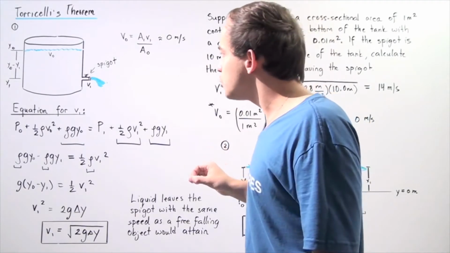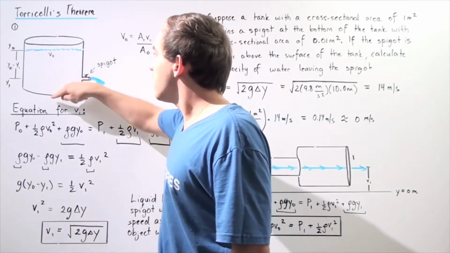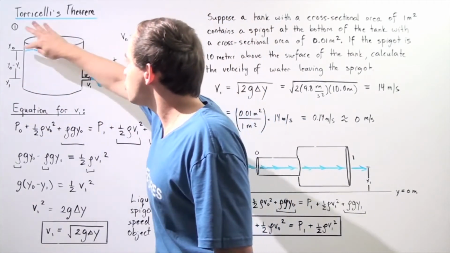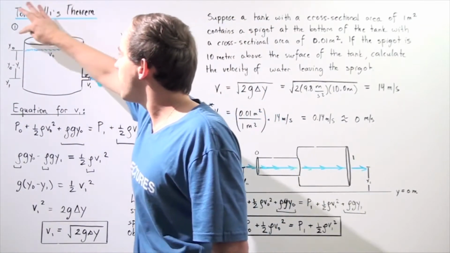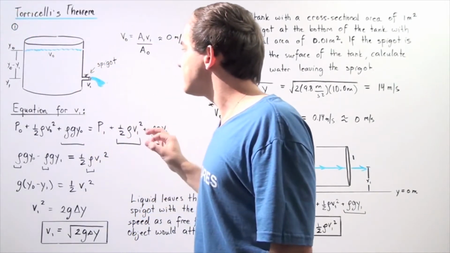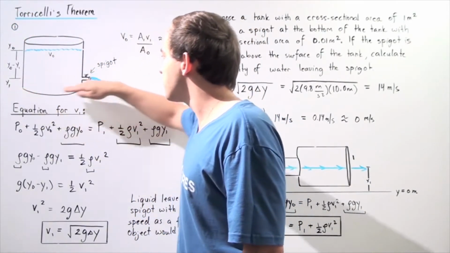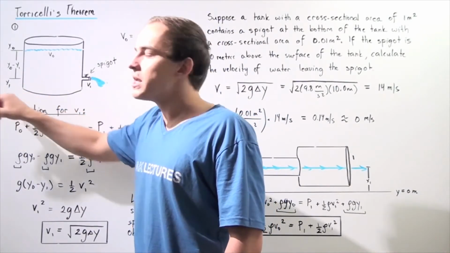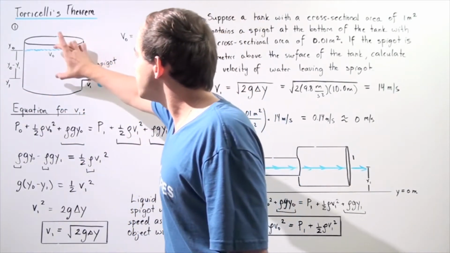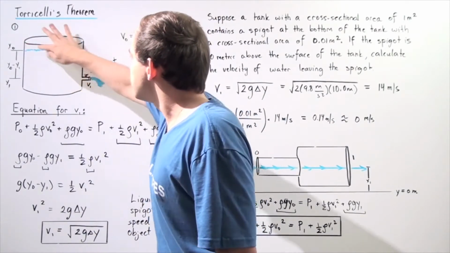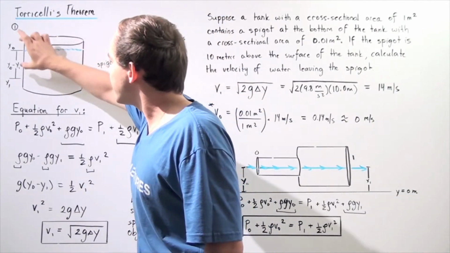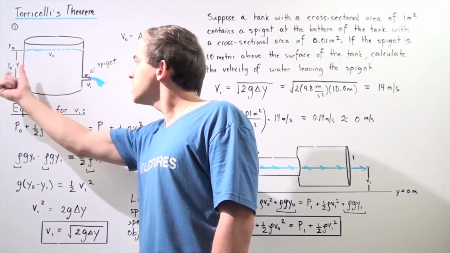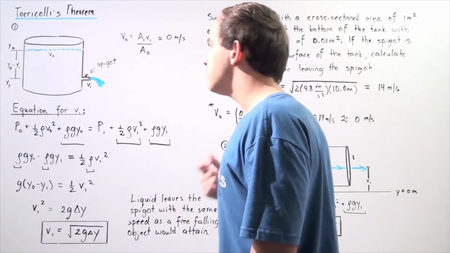Now, let's also assume that the height, so the vertical distance from the bottom of our tank, from the ground to the surface of the fluid, is given by y0. And the vertical distance from the bottom of the tank to the spigot is given by y1. So that means the change in distance between our spigot and the surface of the water is given by the difference between these two numbers, y0 minus y1. This will become important in just a moment.